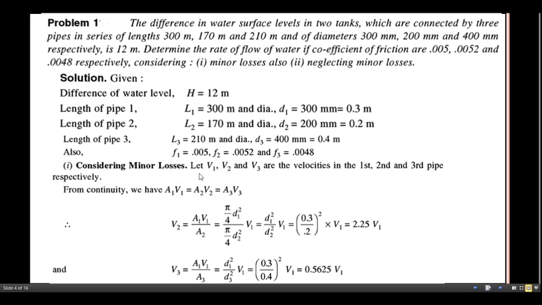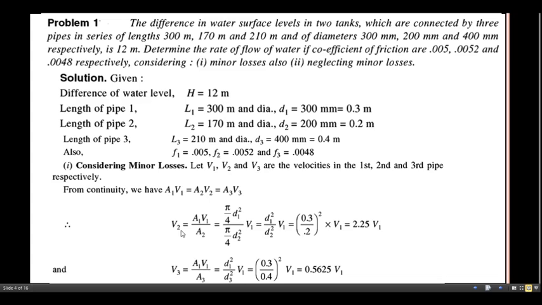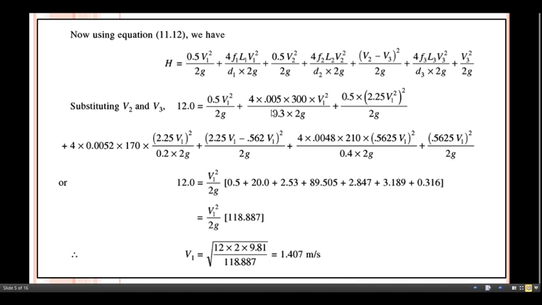Now at different sections the velocities are v1, v2, v3, etc. So we can easily apply this equation. Here we can get the minor losses, and this indicates the frictional loss between the various sections. Now we can write this equation in terms of only a single variable, that is v1, by substituting the relations for v2 and v3 in terms of v1. So simply put the values for v2 and v3 here, and the equation will be modified like this.